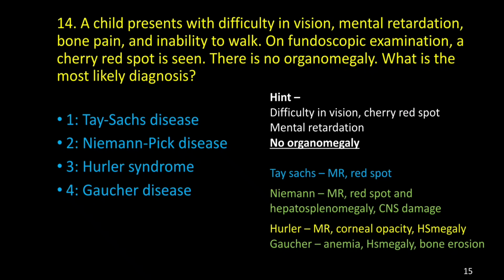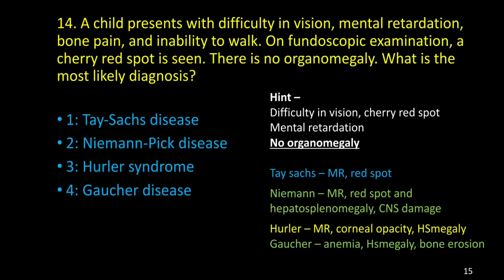Gaucher's disease is more related with anemia, hepatosplenomegaly and bone erosion. So bone pain is there, bone erosion is there. They are related, but Gaucher's disease is more related with hepatosplenomegaly. Here there is no organomegaly, so Gaucher's disease is ruled out. Hurler syndrome is related with corneal opacity, hepatosplenomegaly as well as mental retardation. Hurler disease is one of the mucopolysaccharidoses, but Hurler syndrome is ruled out because it is related with hepatosplenomegaly.